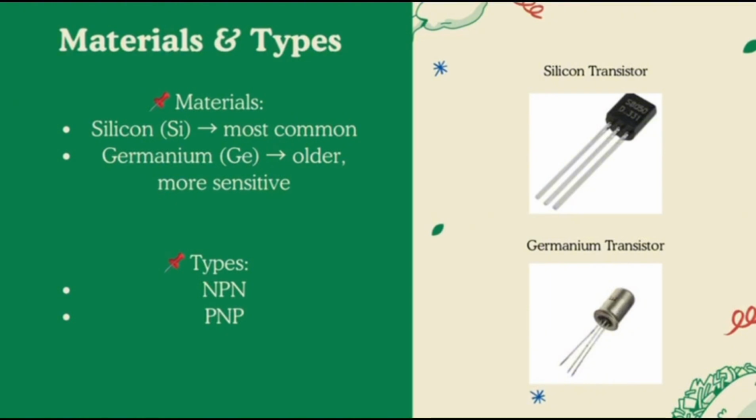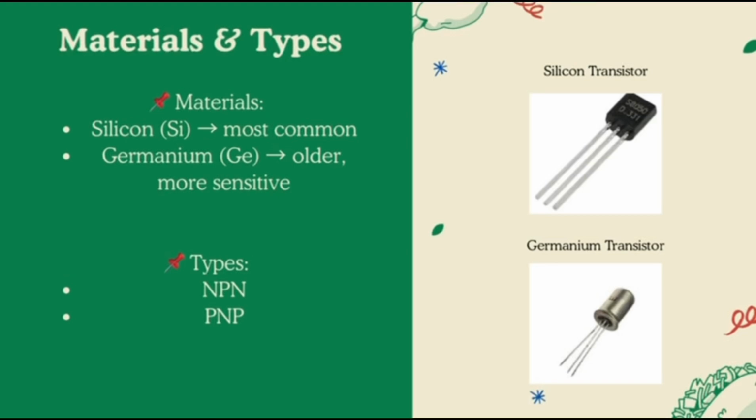Another material used is germanium. Germanium was used in earlier electronic devices because it is more sensitive to small signals. However, it is less stable at a high temperature and can be affected easily by heat. Because of this, germanium is less commonly used today compared to silicon. In general, silicon is preferred in modern electronics because it provides better performance and durability.